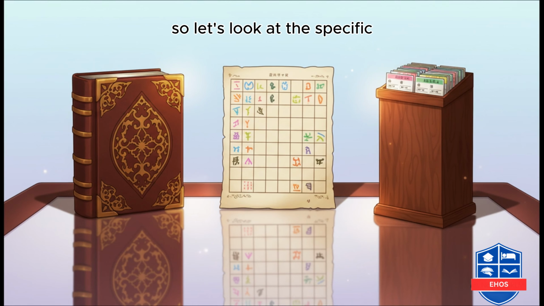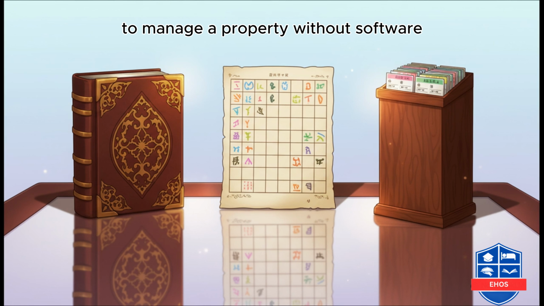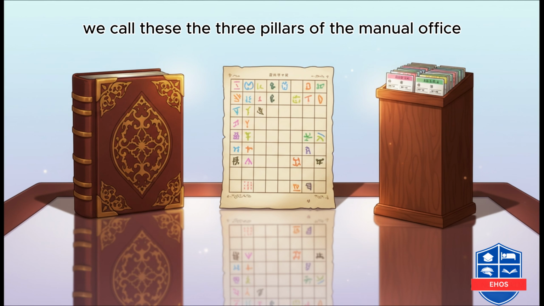Moving right along to Section 2, the master documents, the legal and operational mirrors of a hotel. So let's look at the specific physical tools that make this whole analog system function. To manage a property without software, 3 primary documents are absolutely essential. We call these the 3 pillars of the manual office.